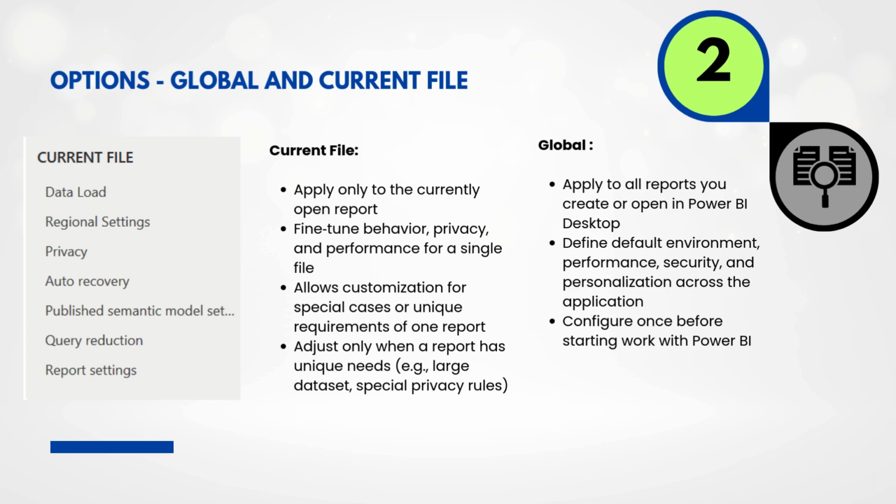First up, Current File Settings. These apply only to the report you are working on right now. Think of it as fine-tuning behavior, privacy, and performance for a single file. You'd use this when a report has unique needs. Maybe it's working with a massive data set, or it requires special privacy rules.